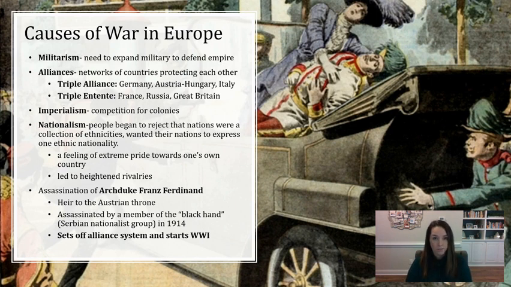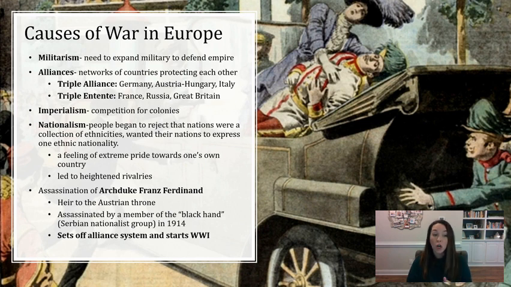In addition to all of that, you had a buildup of alliances in Europe. This is particular to Europe. The United States is still practicing that isolationist policy, that Washingtonian tradition. But in Europe, you have these networks of countries. It's a collective security. So the Triple Alliance is going to be Germany, Austria-Hungary, and Italy. And the Triple Entente is France, Russia, and Great Britain. These will form into your Central Powers and your Allied Powers, because some other nations are going to join in. Italy's going to flip-flop a little bit.